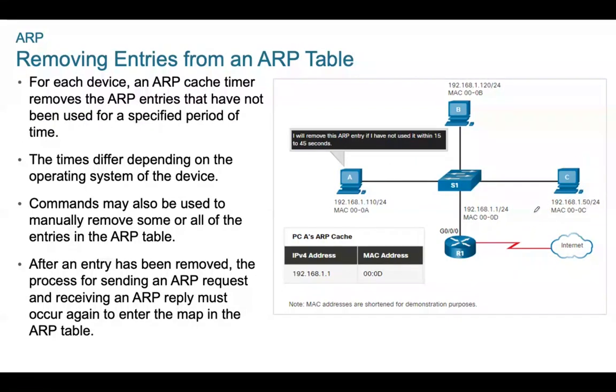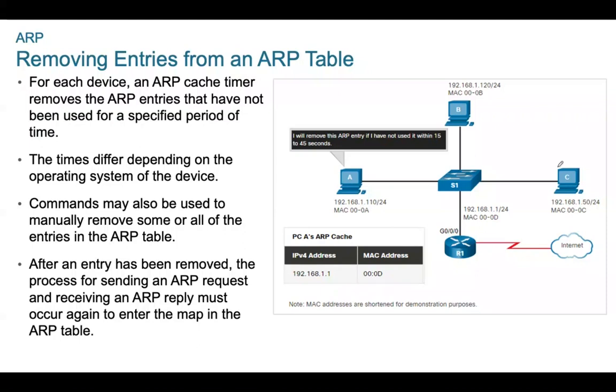So how to remove that? For every device, the ARP cache timer removes the ARP entries that have not been used for a specific period of time. That is one way. Here we are using the cache timer because every device has a limited amount of memory. In that case, it can simply remove the entries after a period of time. The timer differs depending on the operating system of your device, but after a certain timestamp, the entry will be automatically removed from your address table.